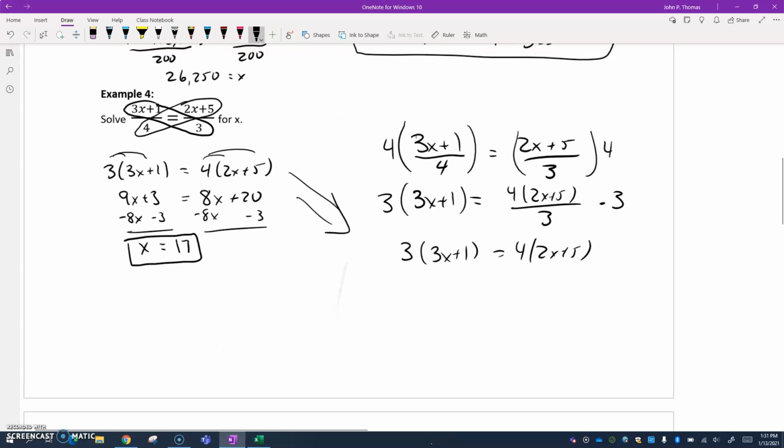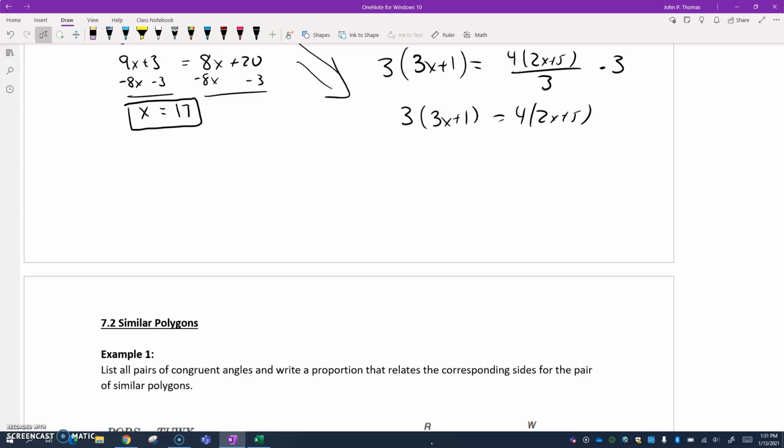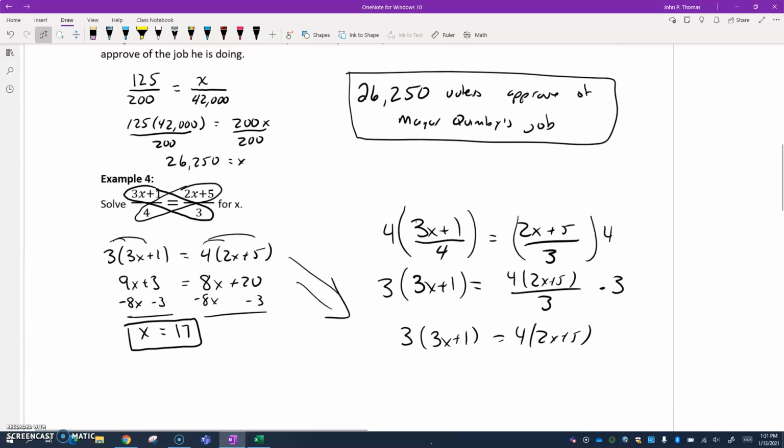All right, so I'll be back with the second part of this notes, moving into 7.2, but that gives you a quick overview of 7.1, which is ratios and proportions.